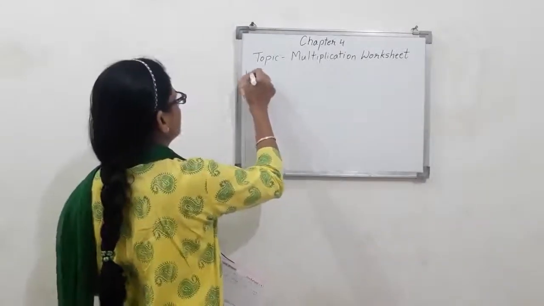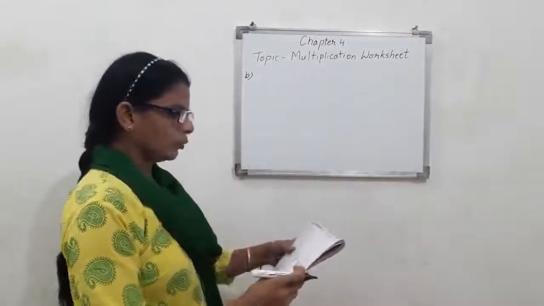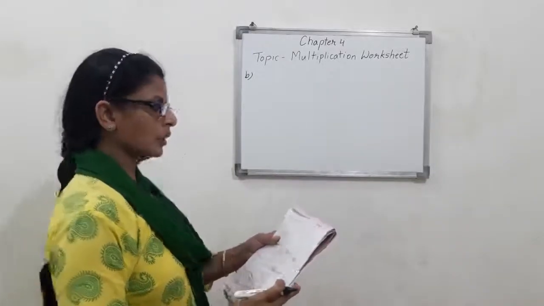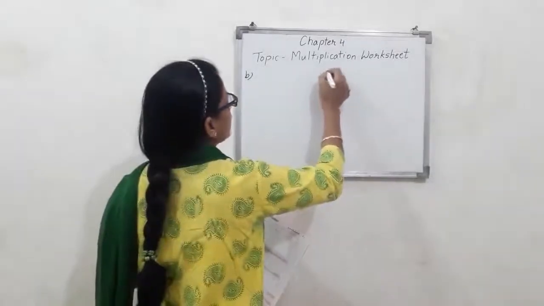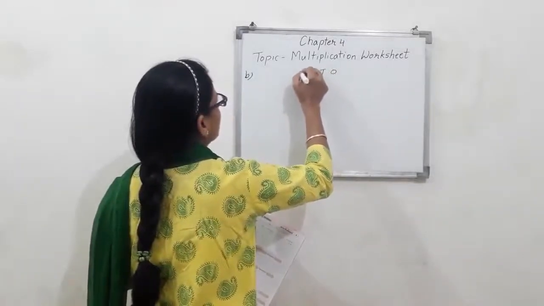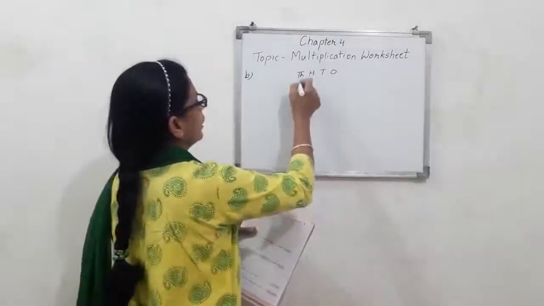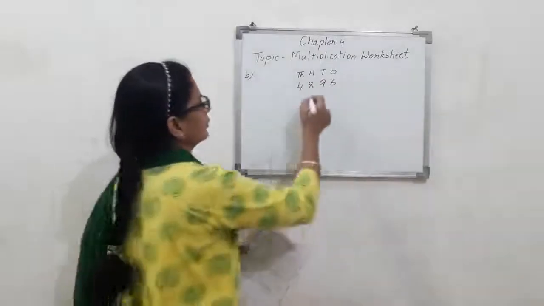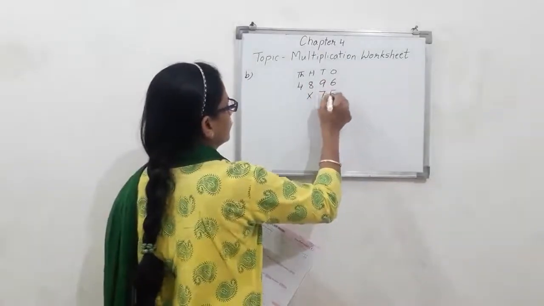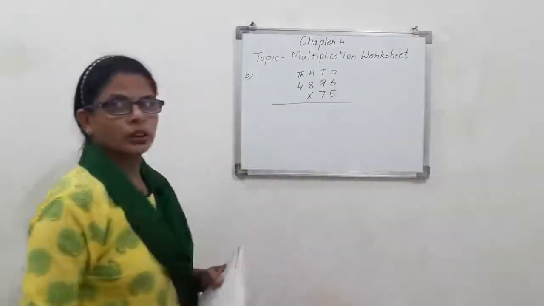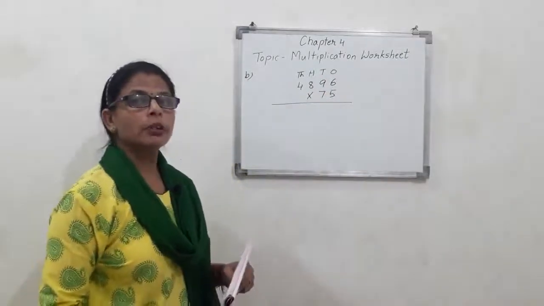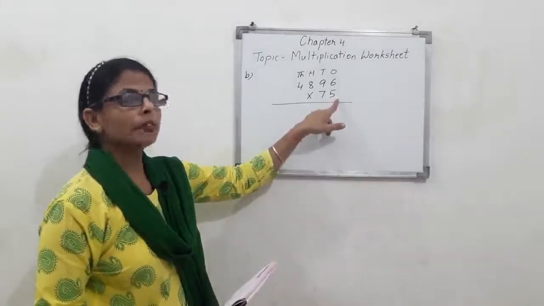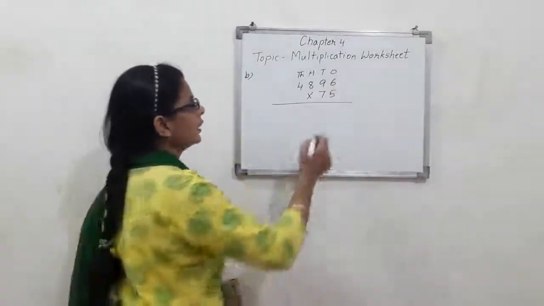Question B. 4,896 multiplied by 75. So we'll put the places first. 4 digits. So ones, tens, hundred, thousand. 4,896 multiplied by 75. Now we know that we have to start multiplying from which place? Yes, from the ones place. Ones place, what is the number given? 5 multiplied by 6. So 5 6s are 30.